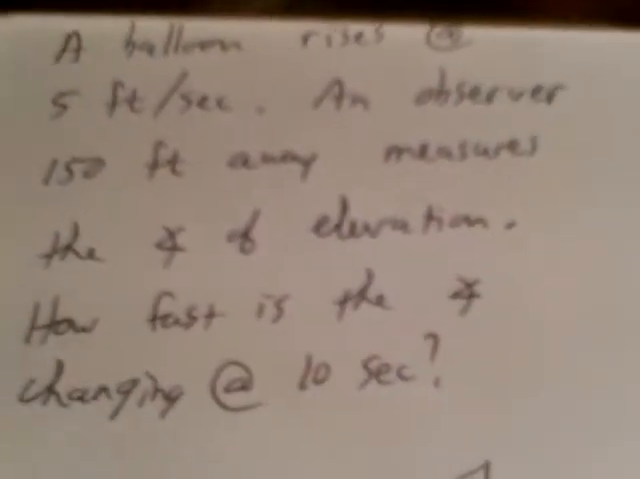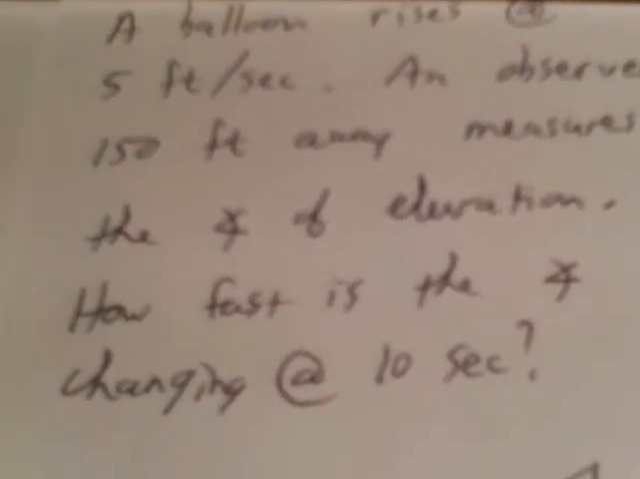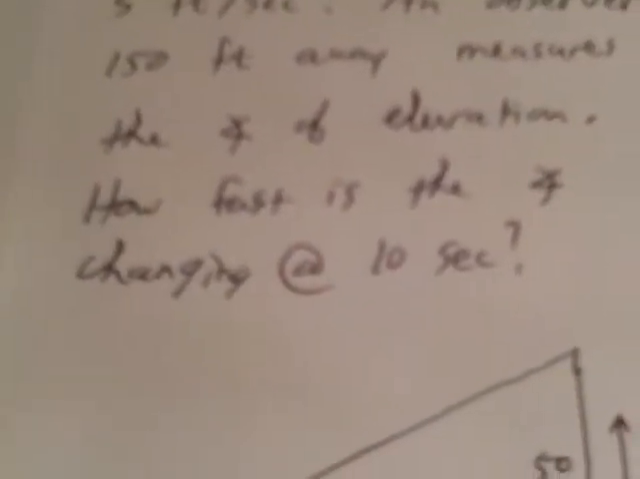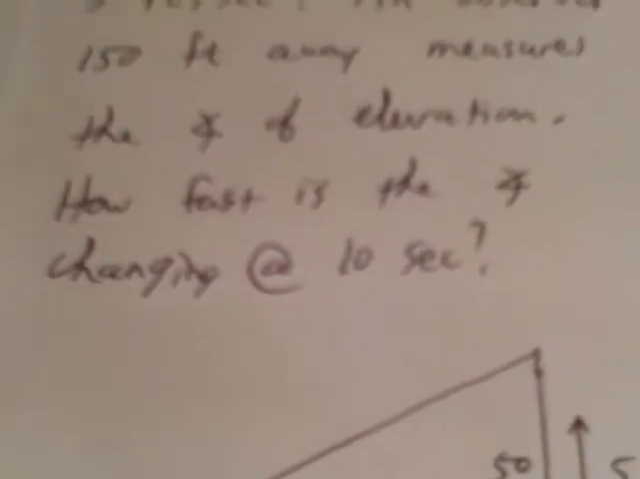Okay, and then we move on to a definitely more tricky problem. And I've done a little work ahead of time here. Actually, I've done most of the problem all the way through, because there was just too much trig and too much calculation to not do that. Okay, so here's the problem. A balloon rises at 5 feet per second. An observer 150 feet away measures the angle of elevation. How fast is the angle of elevation changing at 10 seconds?